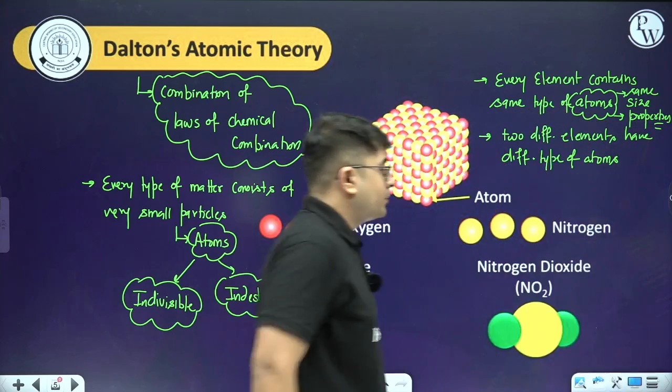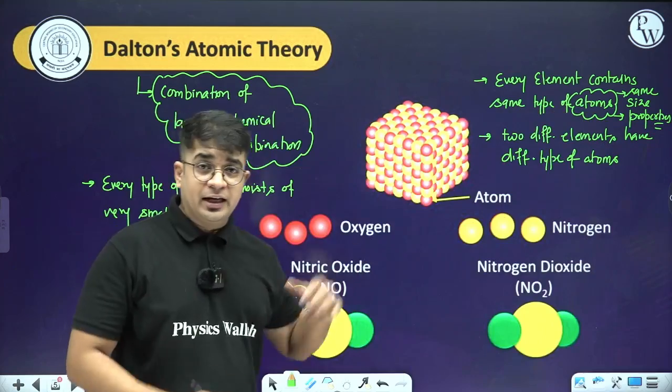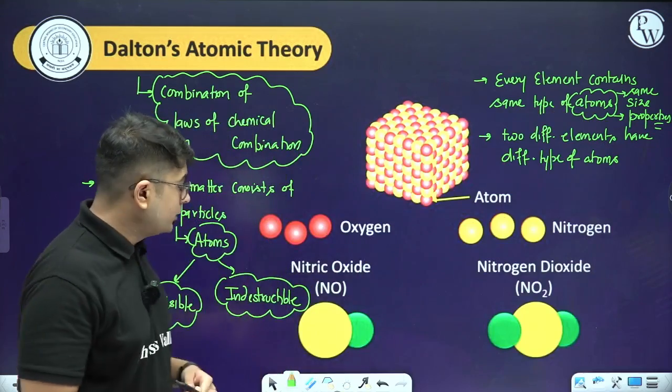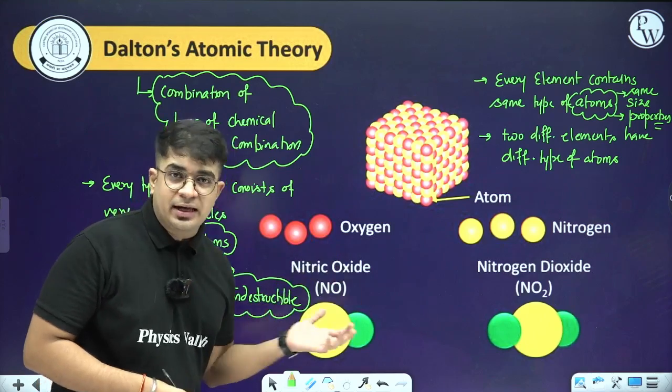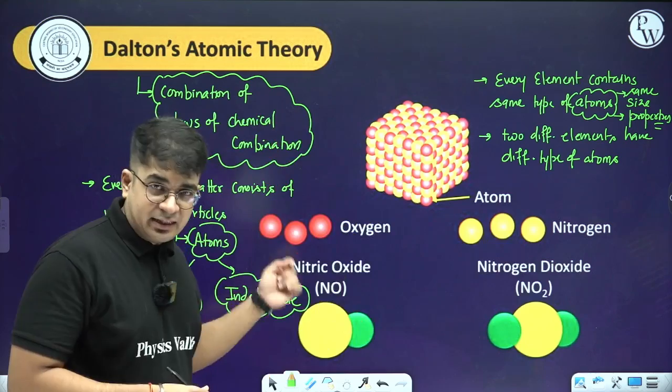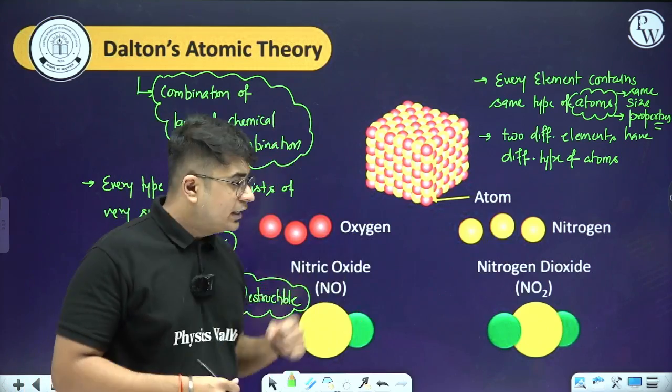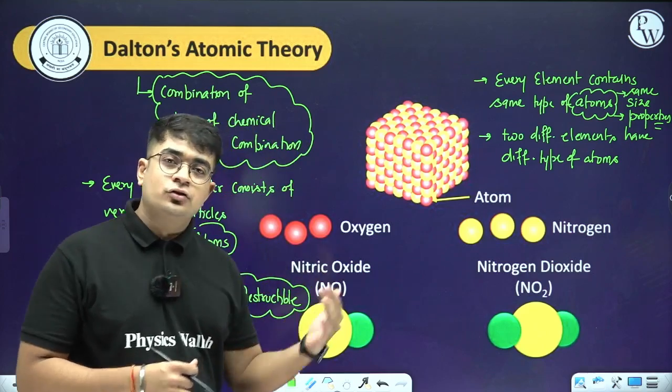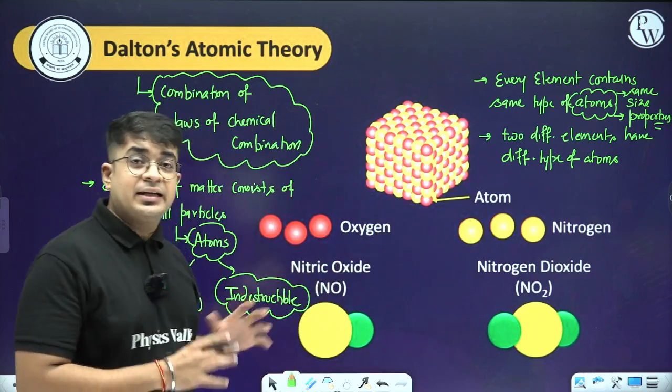I hope this entire part is clear. If you are comparing two different elements, definitely their atoms are going to be different. You can compare the oxygen element as well as the nitrogen element. In that case, the atoms of oxygen are of oxygen only, and atoms of nitrogen are of nitrogen only, and these two atoms are entirely different.